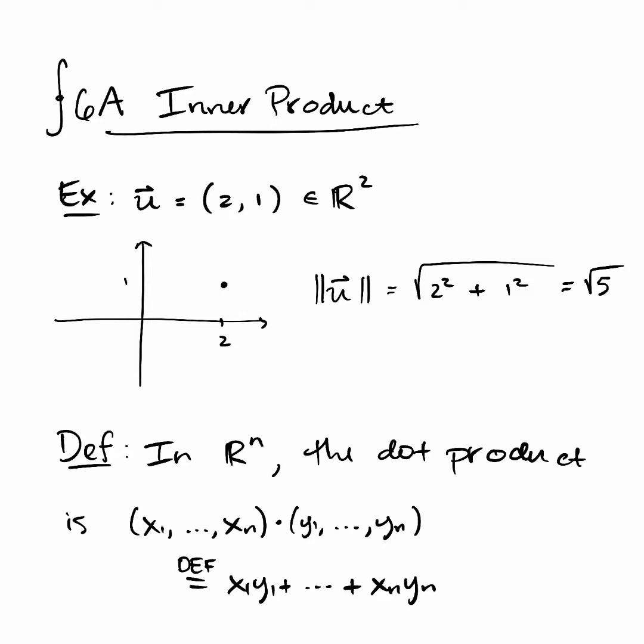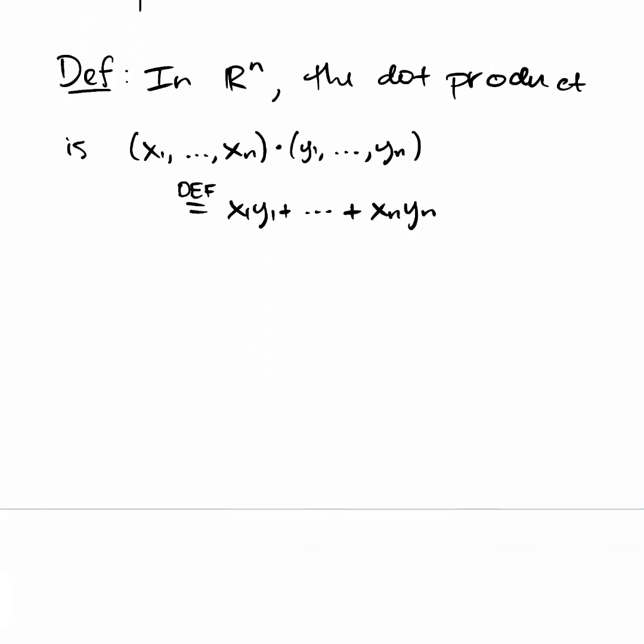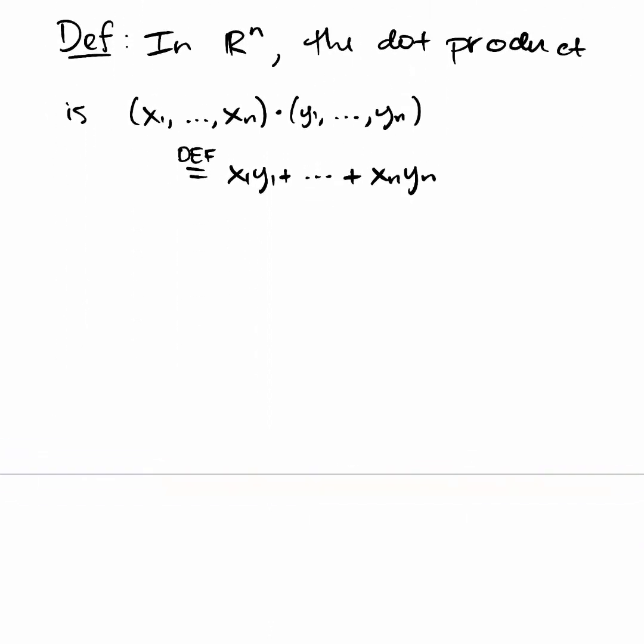Okay, so we're down with the dot product from way back in the day. Now here's the thing. The cool kids don't say dot product. We just don't. What the cool kids say is inner product. But just because the terminology has changed, it doesn't mean that the mechanics have changed, and they haven't as far as Rn is concerned.